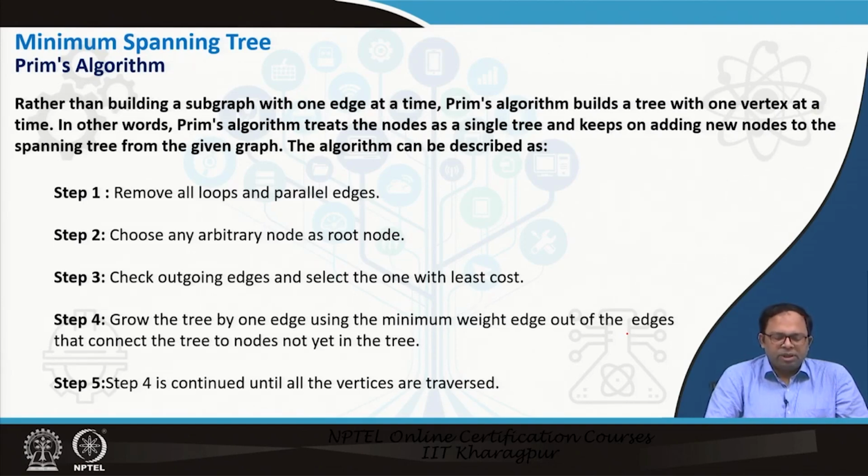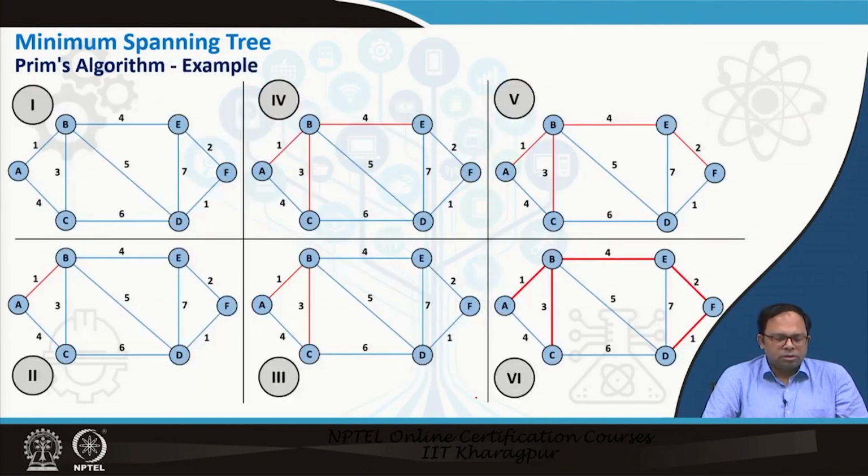Step 4 is continued until all vertices are traversed. Until all the nodes are covered, we keep on doing that. Actually, this is a variant of the previous algorithm, Kruskal's algorithm. There we were choosing edges, but here we are choosing nodes, and we are expanding from the nodes. So, let us explain with an example.